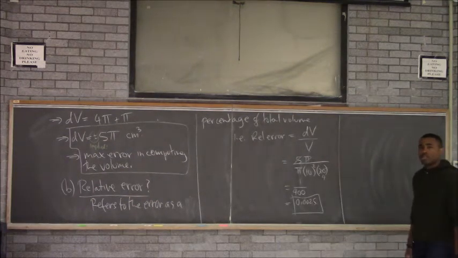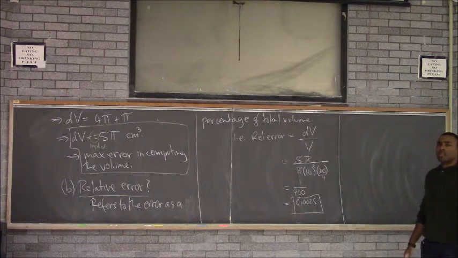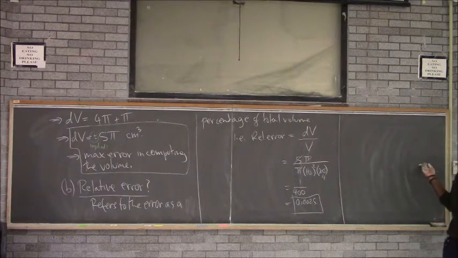Yeah? So you just chose your change, like you chose the amount of error? Yeah, and that was given in the problem. So they said, we could be off by this much. You're going to pick that as your change. Yeah.